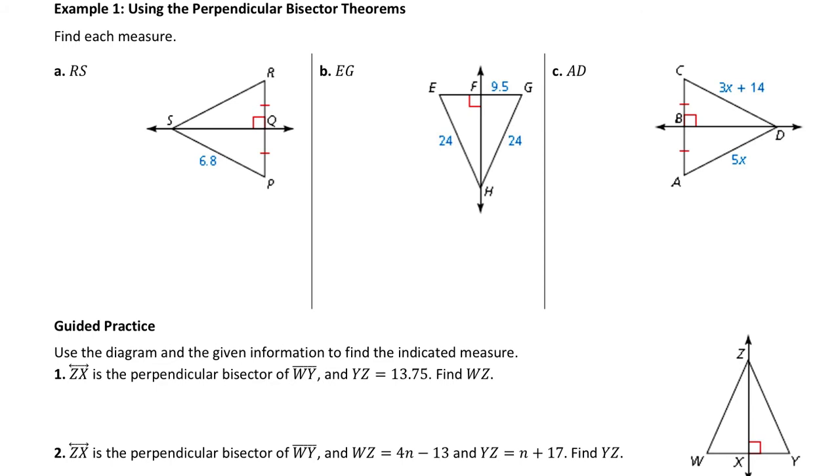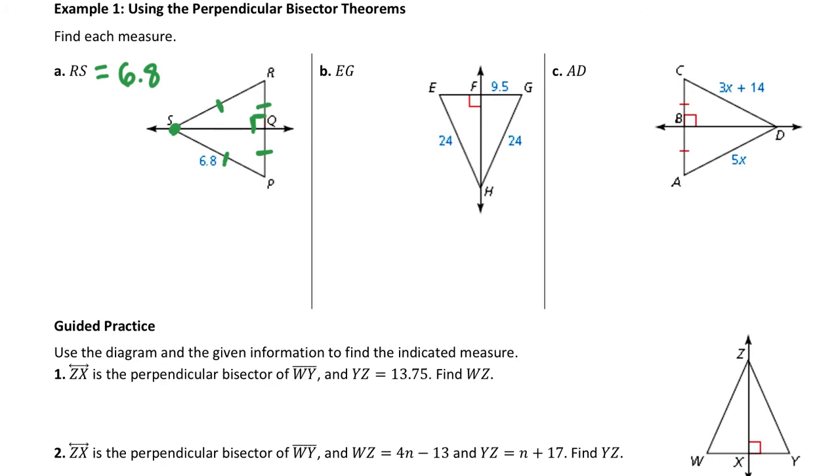From what we just talked about, we're finding the measure of RS, or the length of RS. Our perpendicular bisector theorem tells us that if S is on the perpendicular bisector, then SP and SR are congruent, meaning RS has to be 6.8, because SQ is a perpendicular bisector. The reason I know SQ is a perpendicular bisector is that the definition of perpendicular tells us that it creates a right angle with RP. The fact that it's a bisector means that it cuts RP in half into two congruent segments.